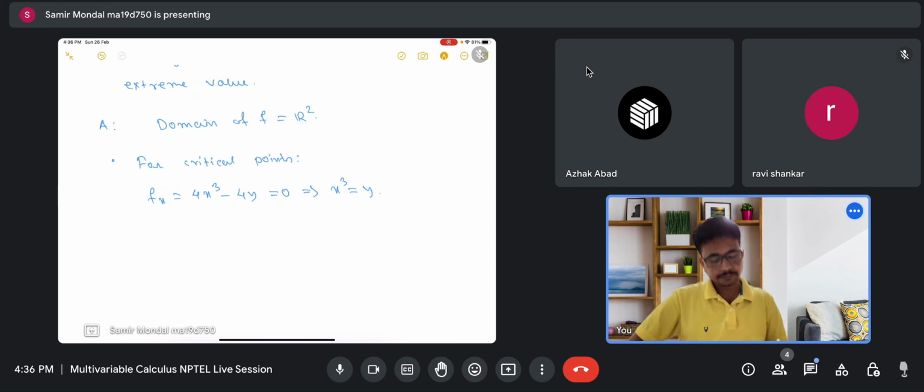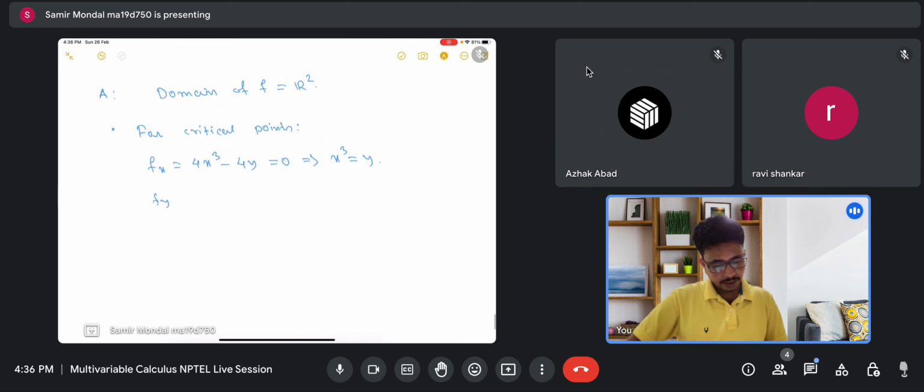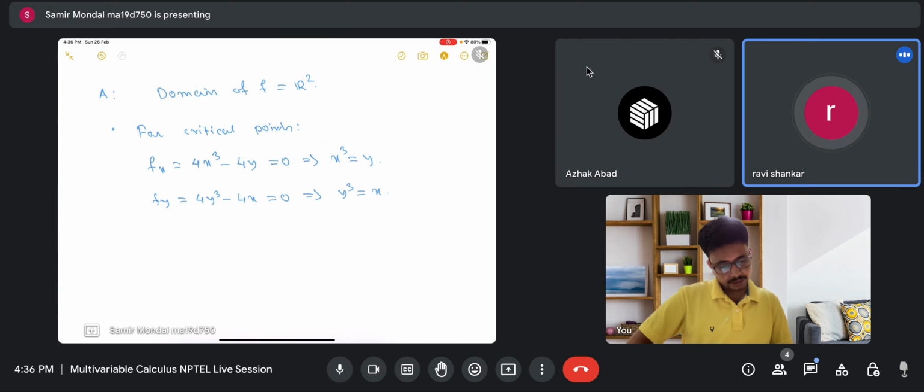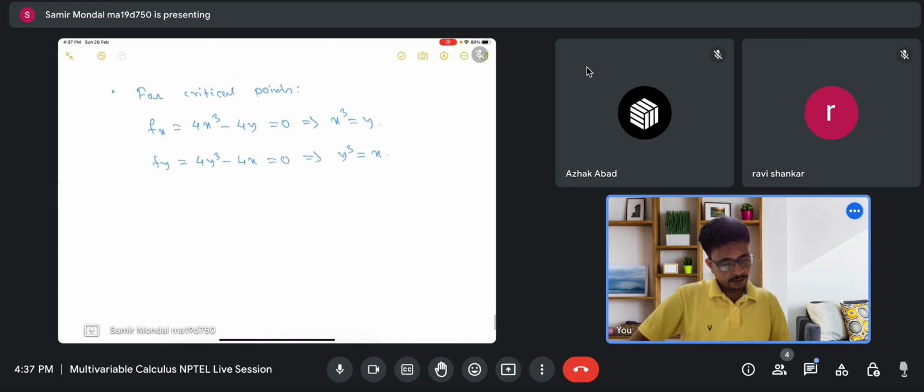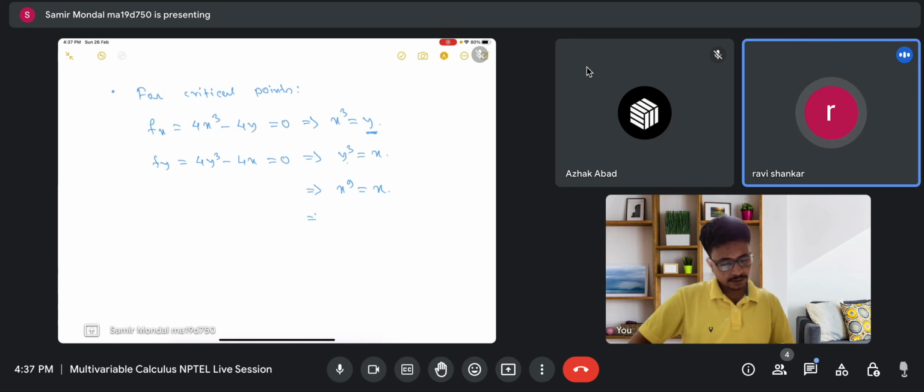Similarly, we get 4y cube minus 4x equal to 0, which implies y cube equals x. Now put the value of y here. So what we get: x power 9 equal to x. So x power 8 equals 1.